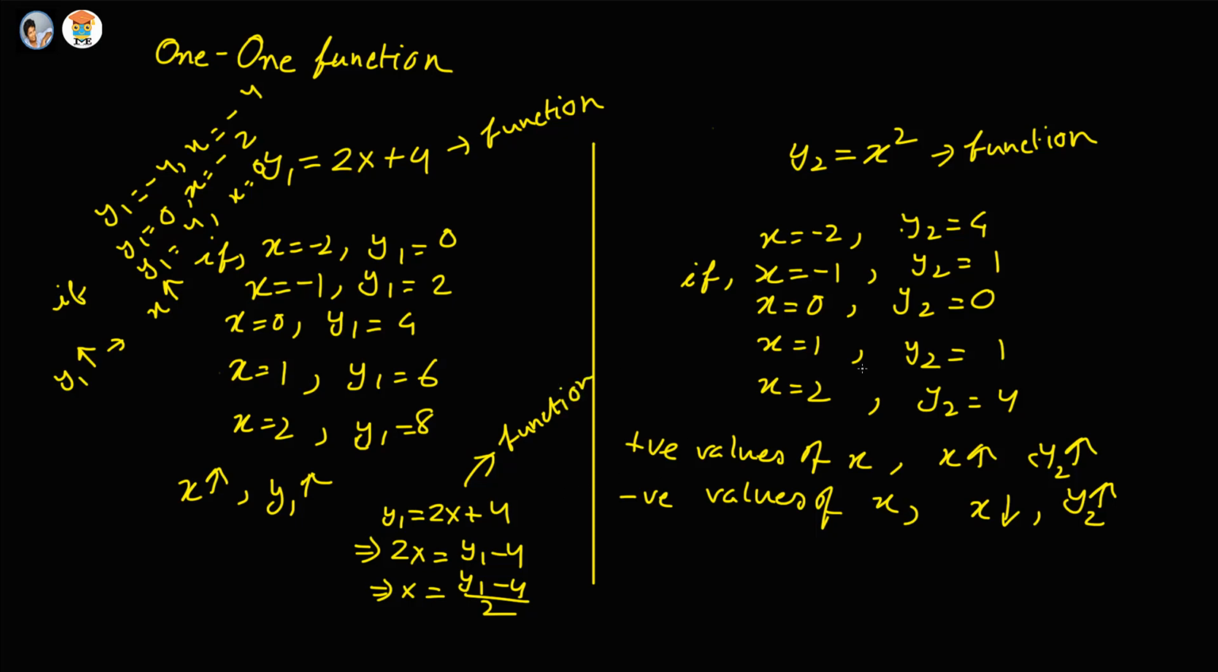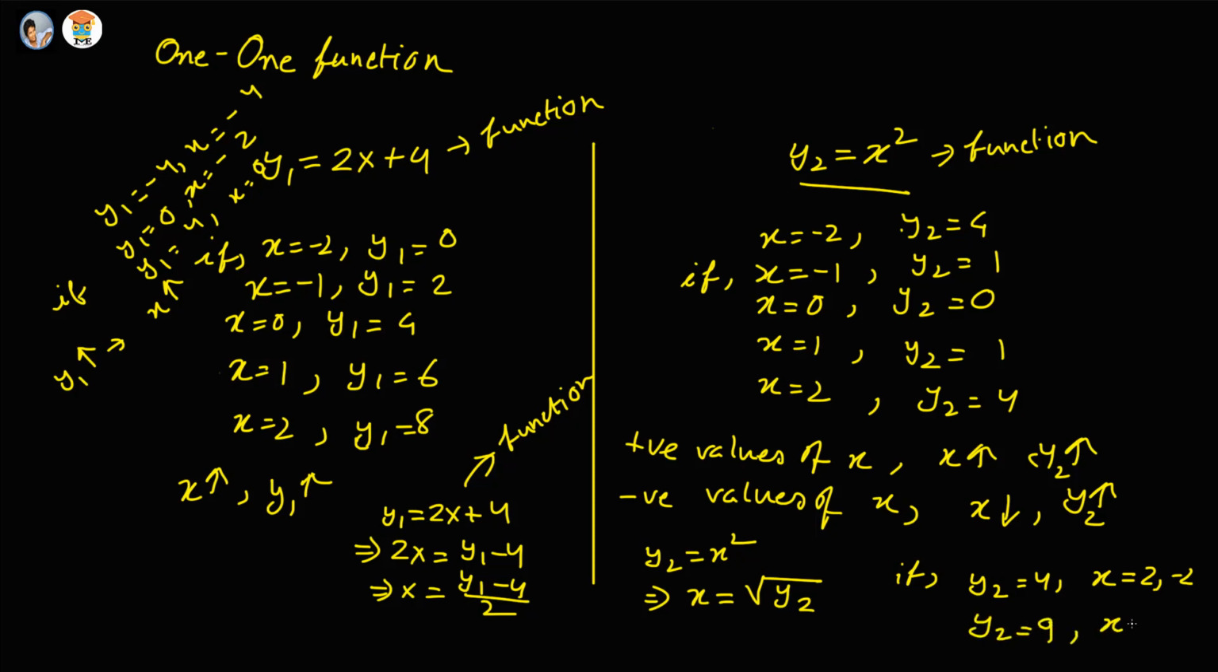But here, if we invert this equation, here we are given y2 is equal to x square, or we can say x is equal to root over y2. Here if y2 is equal to 4, x is equal to 2 and minus 2, y2 equal to 9, x is equal to 3 and minus 3.